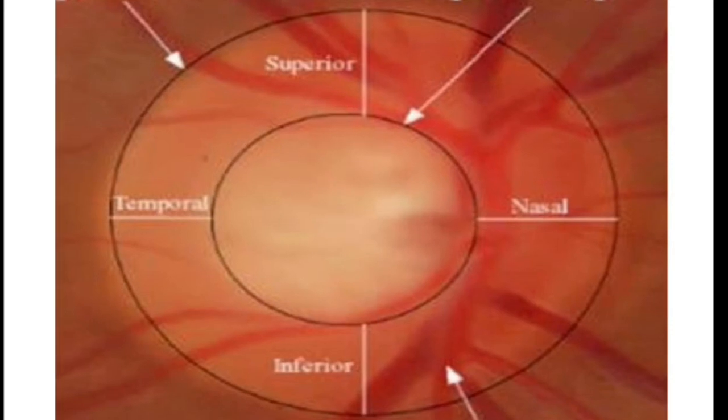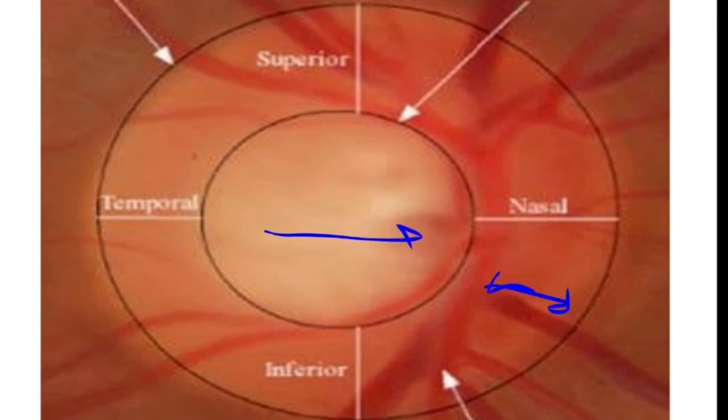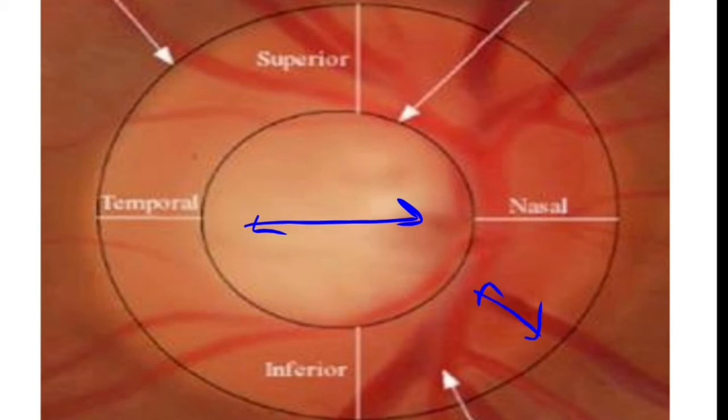When the disc damage is secondary to other causes where there is a factor of ischemia, the neuroretinal rim becomes pale. So you should differentiate the pallor of the cup from the pallor of the neuroretinal rim in those cases. Otherwise, you will confuse that as optic disc cupping.